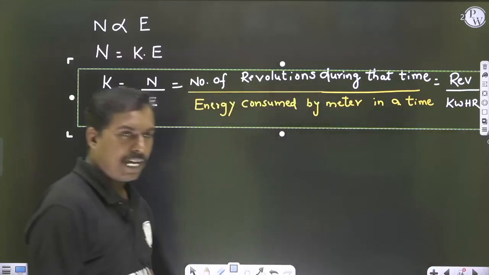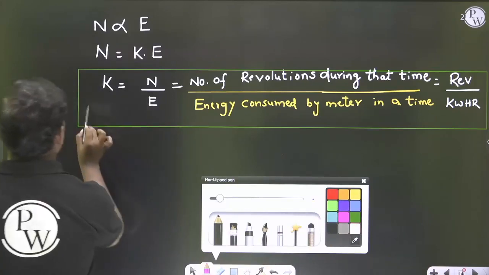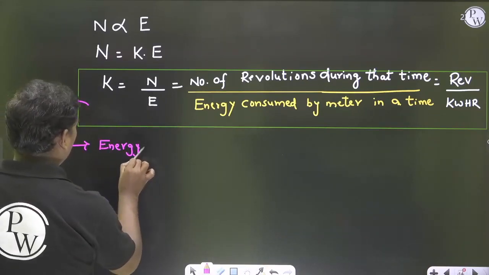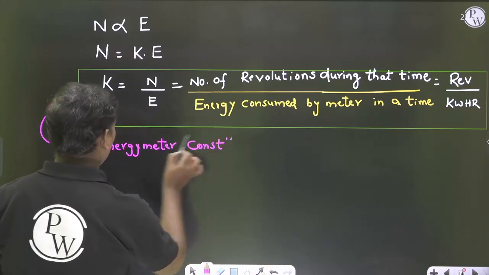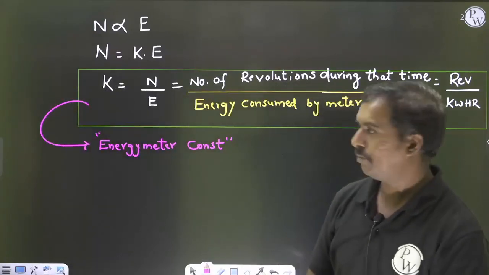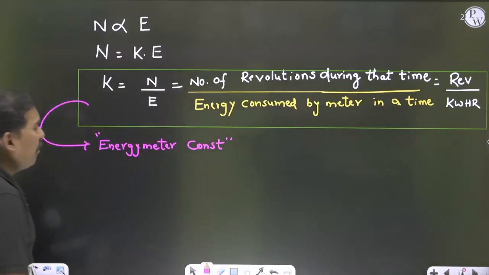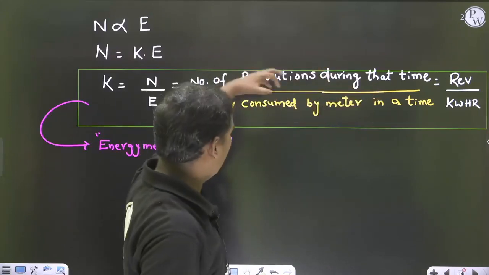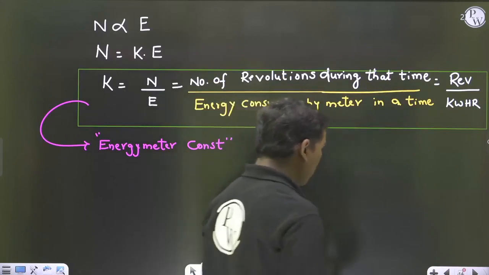This K can be called the energy meter constant. So on this context, many times questions can be asked. Energy meter constant is given as N by E, where N is the number of revolutions made by the disc during the time, divided by the energy consumed by the meter in that time.